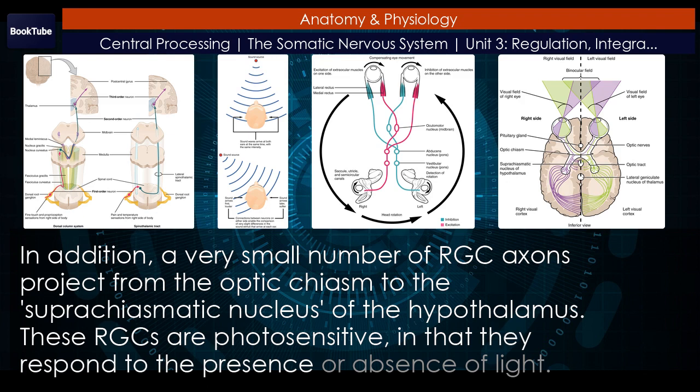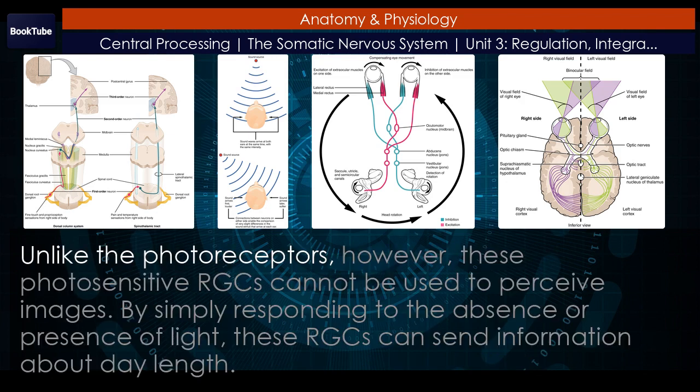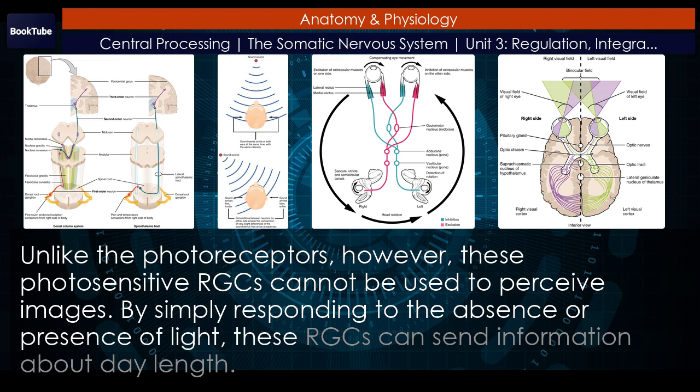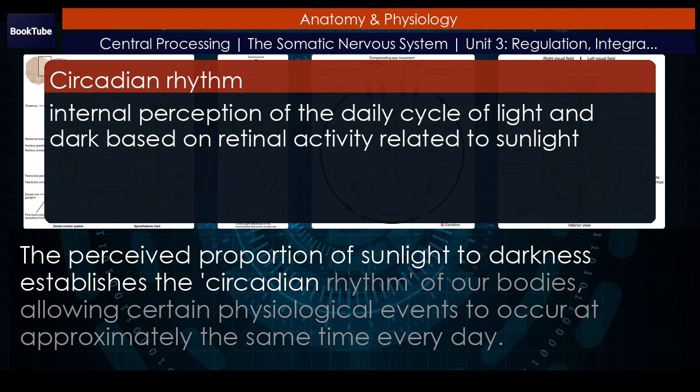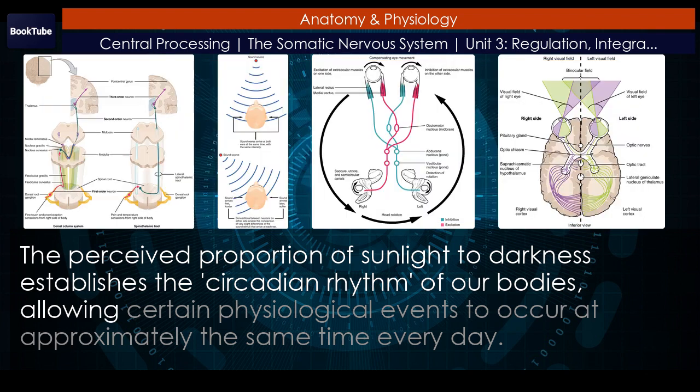in that they respond to the presence or absence of light, unlike the photoreceptors. However, these photosensitive RGCs cannot be used to perceive images. By simply responding to the absence or presence of light, these RGCs can send information about day length. The perceived proportion of sunlight to darkness establishes the circadian rhythm of our bodies, allowing certain physiological events to occur at approximately the same time every day.